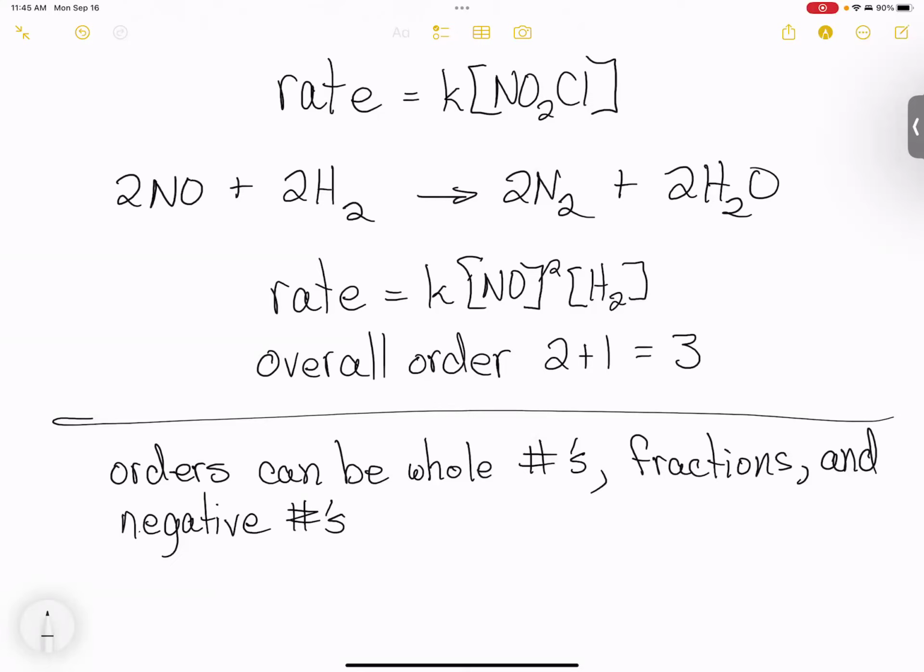A negative number would indicate, when we actually get into the rate law, that it's in the denominator rather than in the numerator. It means that it can negatively impact because it divides it. It doesn't help. It actually causes resistance.